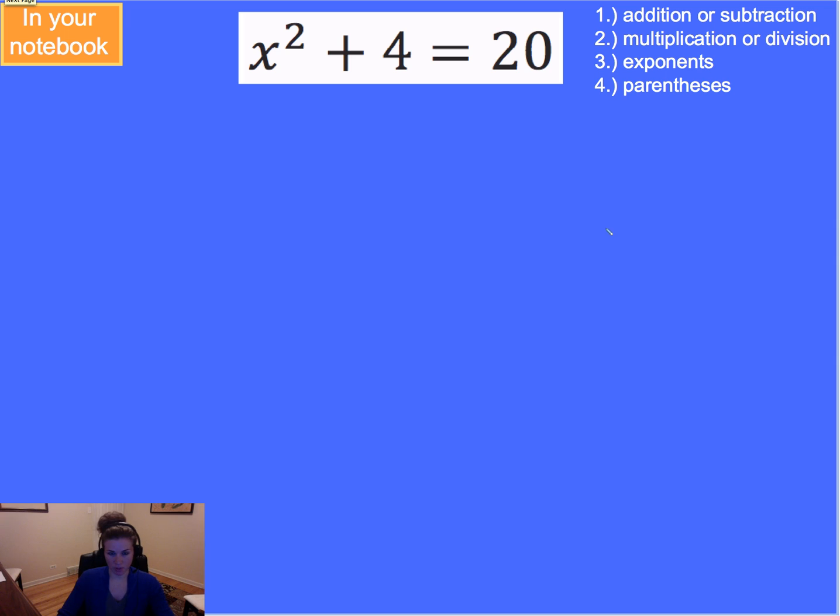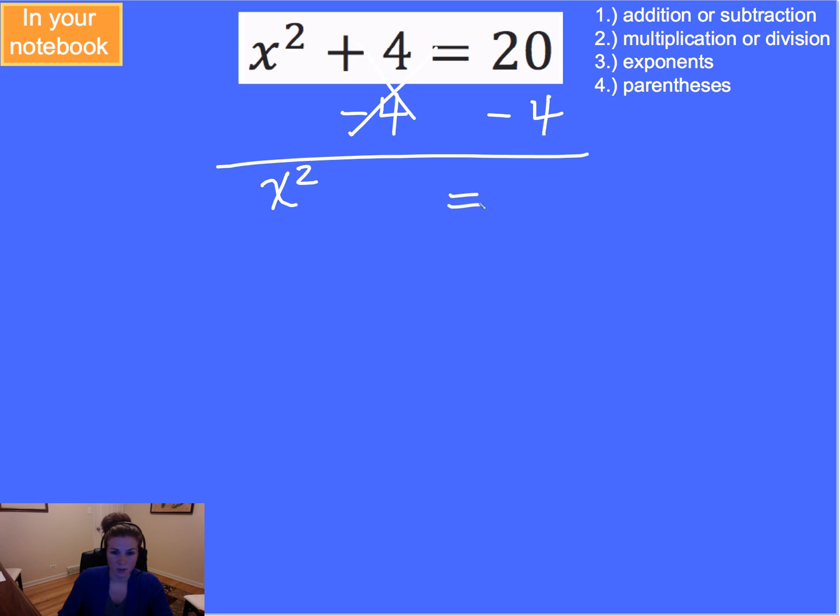Now in the next example, we have x squared plus 4 equals 20. First, we've got to undo addition or subtraction. So you could see I've got a plus 4 here, that's addition, and it's a positive 4. So in order to undo that, I need to do the inverse, which would be to subtract 4. And whatever I do on one side of the equal sign, I've got to do on the other as well. So now I bring down the x squared. 4 minus 4 is 0, so those cancel. I bring down the equal sign, and 20 minus 4 is 16.